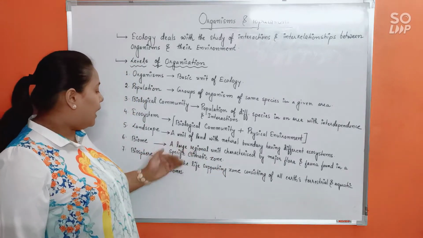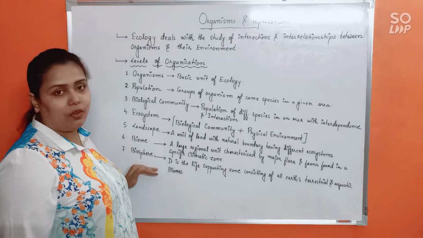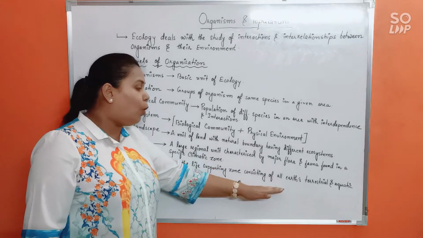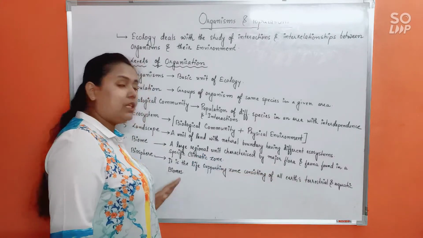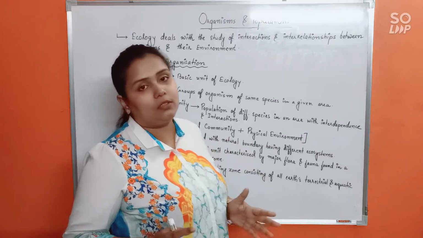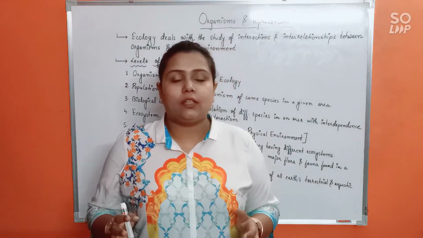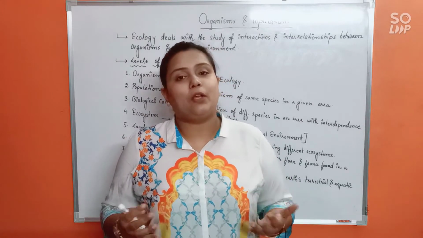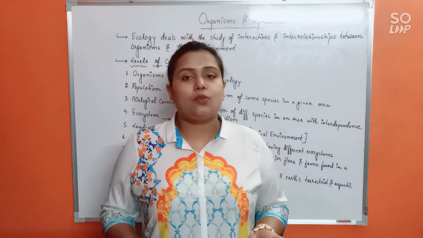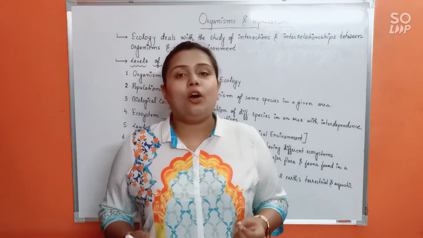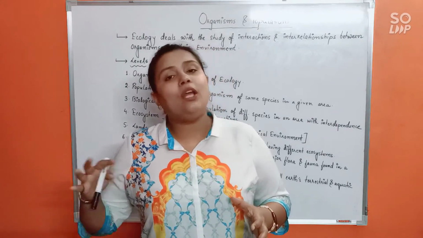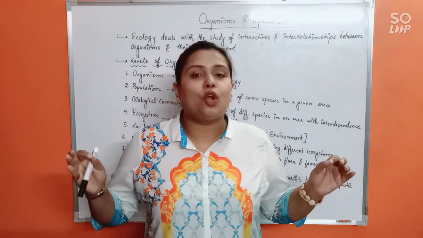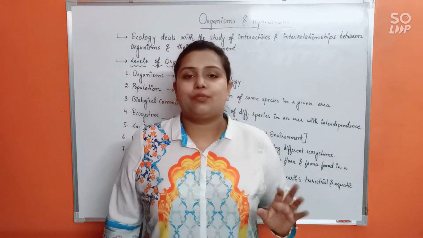Alright. And finally, the last is biosphere. So biosphere means it is the life supporting zone consisting of all Earth's terrestrial and aquatic biomes. So the whole Earth, or wherever in Earth life is being supported or life exists, that will fall under biosphere. So the whole Earth is going to be considered a biosphere because biosphere will include all terrestrial biomes as well as aquatic biomes. So the life supporting zone on Earth can be known as biosphere.